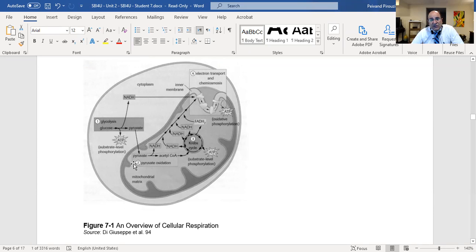Pyruvate now goes into the mitochondrion, and this is now going to undergo some transformation under the action of several enzymes in the inner membrane of the mitochondrion. So pyruvate is going to give us a compound. It's called acetyl-CoA, okay, compound A. It also makes NADH, I would say compound B. Now A goes to the Krebs cycle.